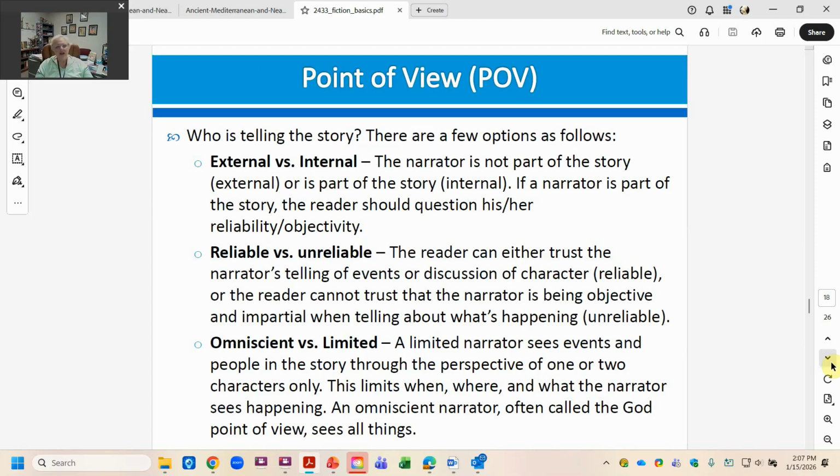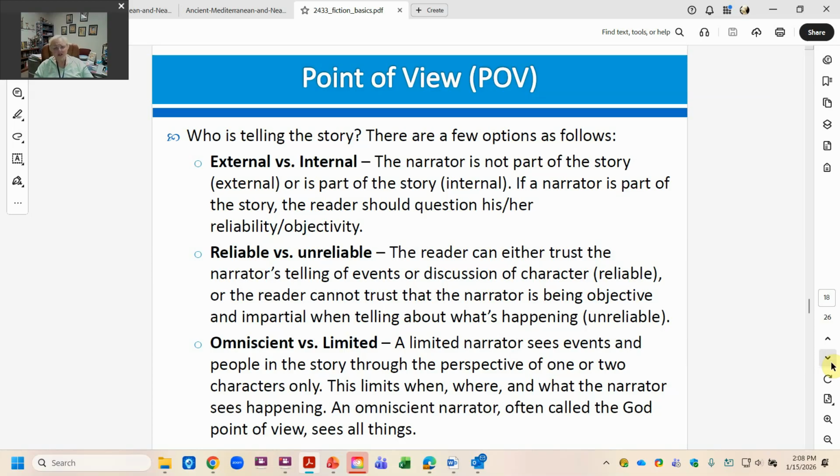So we have to consider how objective and how reliable they are if they are part of the story itself. Now, you can have an external narrator that is also biased, right? It doesn't mean that they aren't, but again, we would expect that an internal narrator has something to gain or lose by the event, so they might be a little bit more biased, right? You have reliable versus unreliable. Can we trust them? Are they going to tell us everything honestly and objectively? Or are they going to have some kind of impartiality?